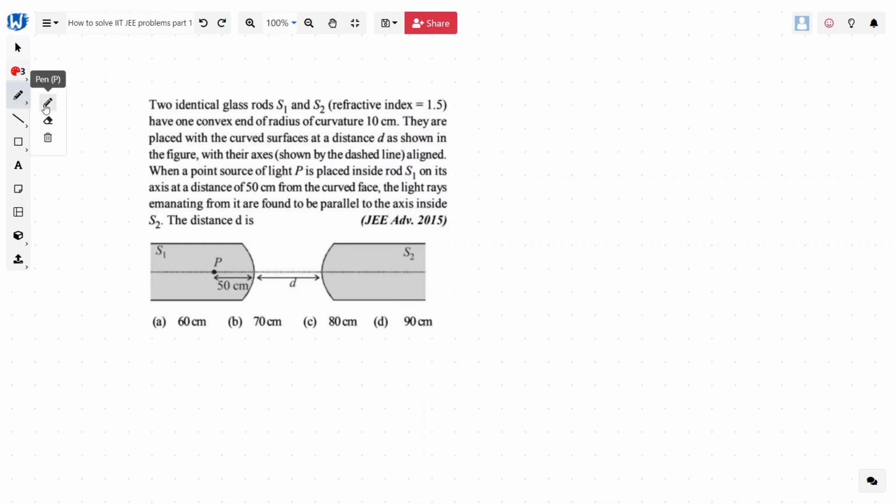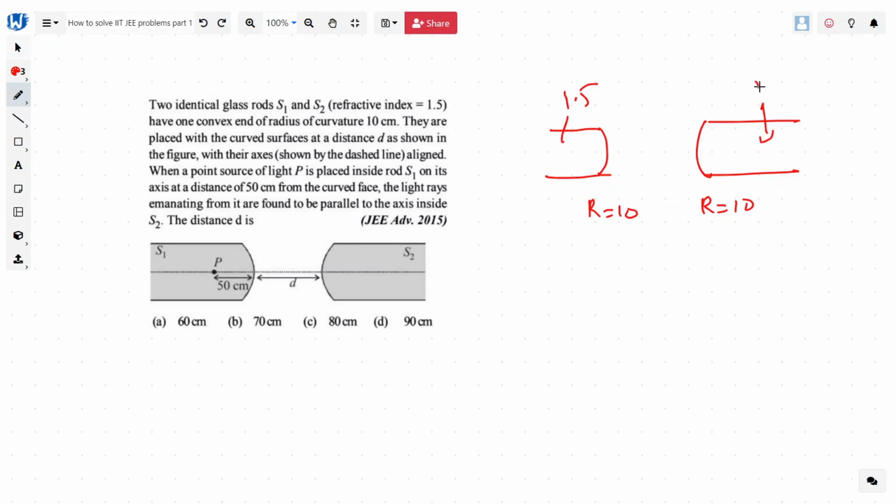Here we have two identical glass rods, S1 and S2, with refractive index 1.5. One has a convex end of radius of curvature 10 centimeter, right? So we draw our own diagram. Here R is 10. Then we have another one here, because they are identical, this is also 10 centimeter. Refractive index is 1.5, and this is 1.5. They are placed with the curved surfaces at a distance d. So here is d shown in the figure with axes and so on.